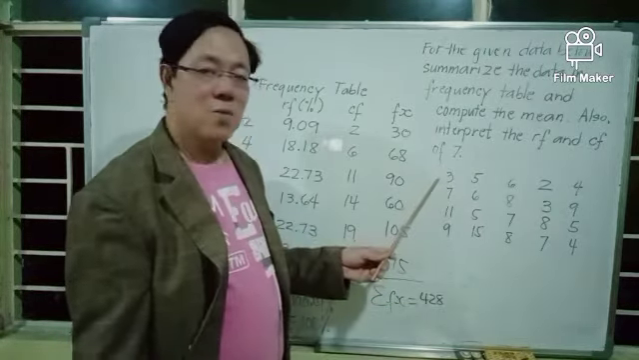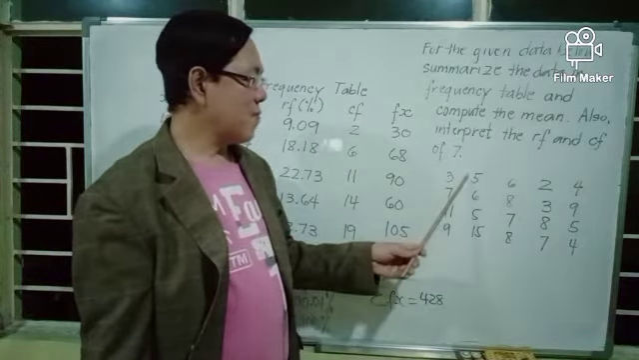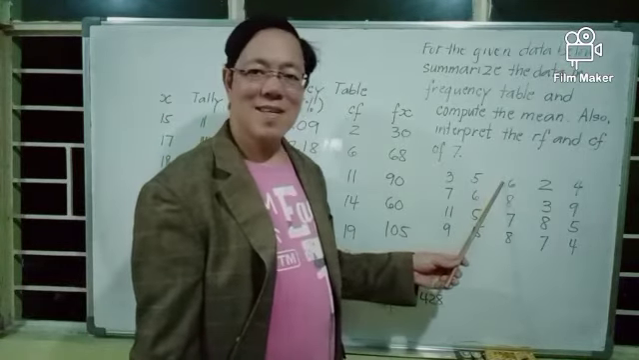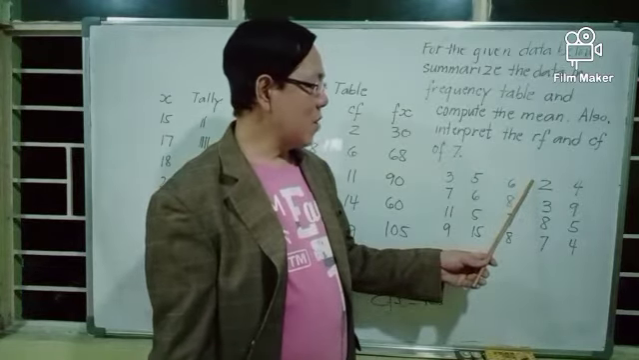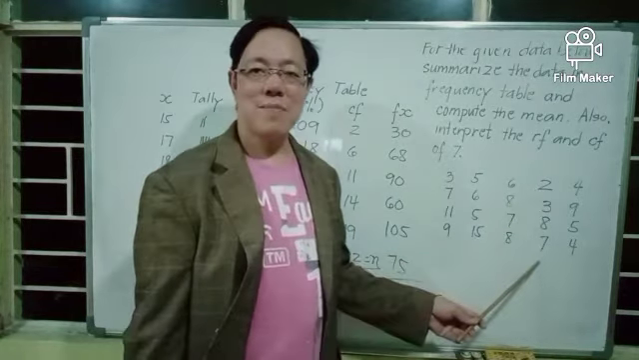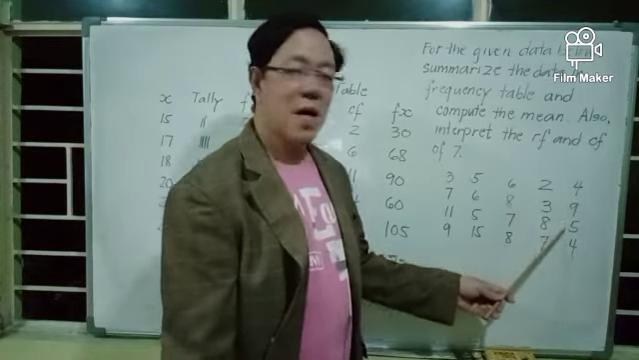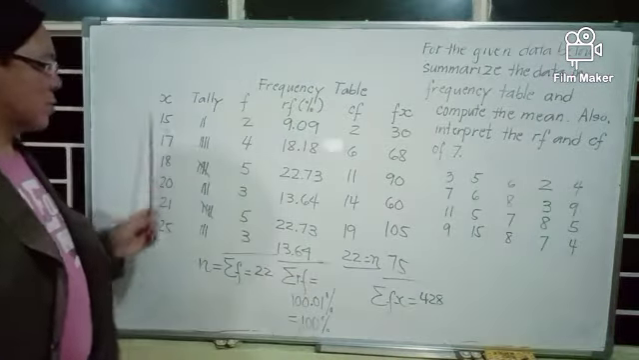In the first column, we have 3, 7, 11, 9. Second column, 5, 6, 5, 15. Third column, we have 6, 8, 7, 8. Fourth column, 2, 3, 8, 7. In the last column, we have 4, 9, 5, 4. And this is what you will do.